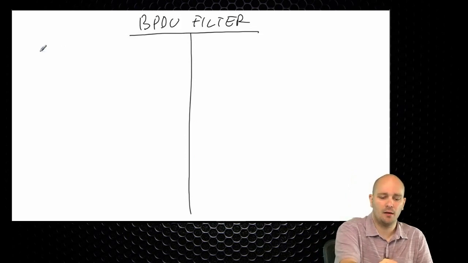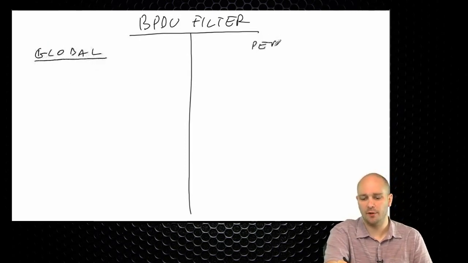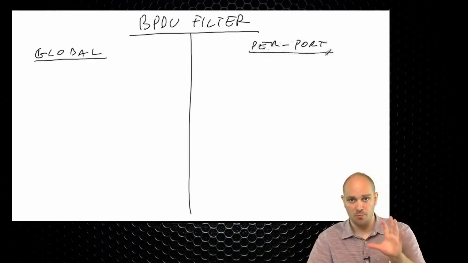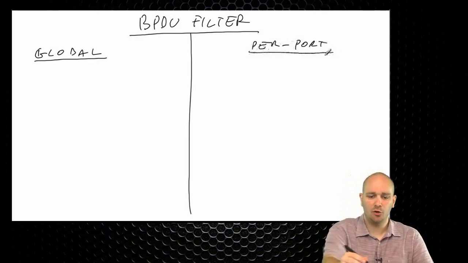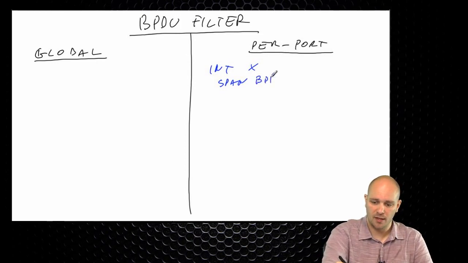Now, one feature is when you enable BPDU filter as the result of the global configuration. And the other one is when you enable it per port. Now, I'm going to talk about the per-port one because that one is much, much easier to explain and much, much easier to actually understand. The configuration there is on the interface. So interface X, we're going to say spanning-tree bpdufilter enable.